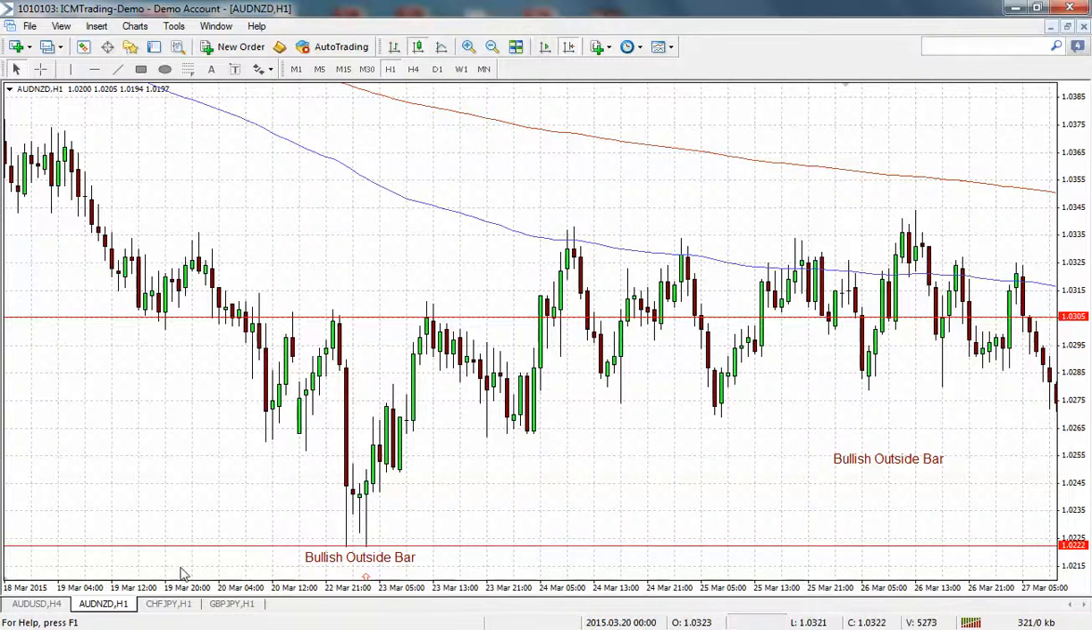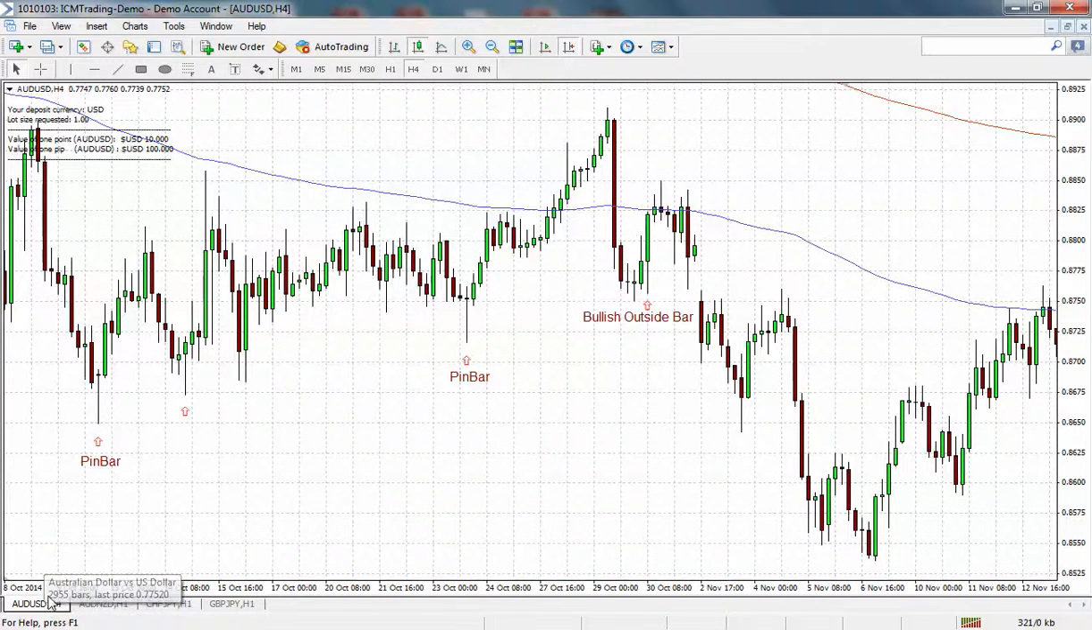Okay, let's move to the next chart. All right, this second bar I like to cover is called the pin bar. What makes this a pin bar is that this bar high is within the previous bar's range. You want this bar high to be within the range of the previous bar.